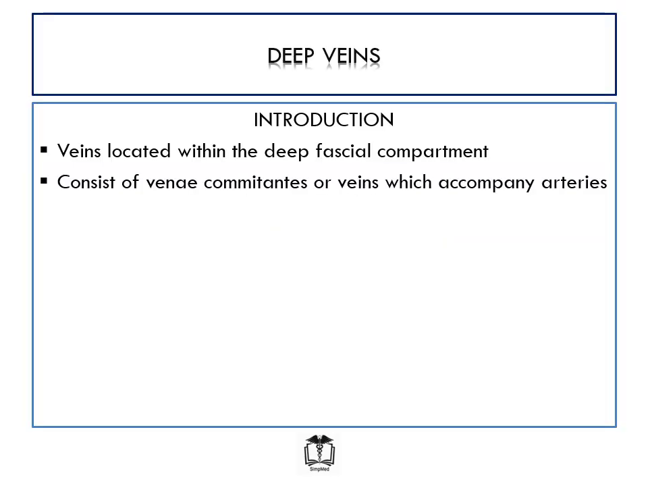Moving on to the deep veins of the upper limb. These veins are found within the deep fascial compartment. They are found beneath the skin, but covered by deep fascia and found just close to muscles. One very unique thing about the deep veins of the upper limb is that they tend to accompany arteries, and as a result, they tend to share the same name as the arteries that they accompany.